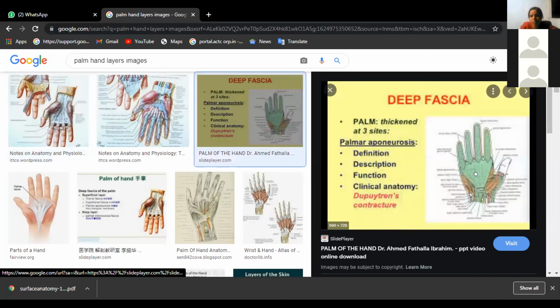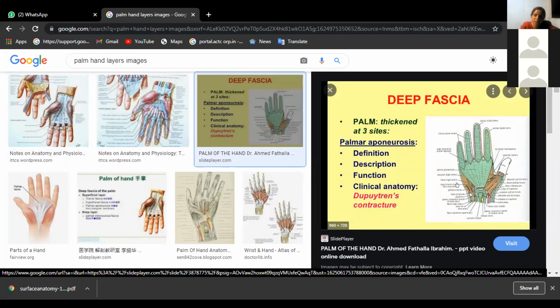Palmar aponeurosis is also very, very important, beta. One of the muscles we see in the forearm is palmaris longus. The same palmaris longus muscle forms a triangular expansion which we see just below the palm. You call it the palmar aponeurosis. Its apex is towards the flexor retinaculum and its base splits into 4 slips. Each slip further splits into 2 slips which get inserted at this point. What is the name? The metacarpophalangeal joint. This is the thenar eminence and this is the hypothenar eminence.